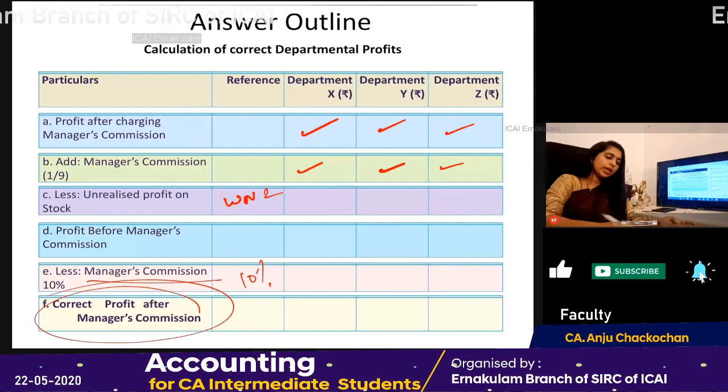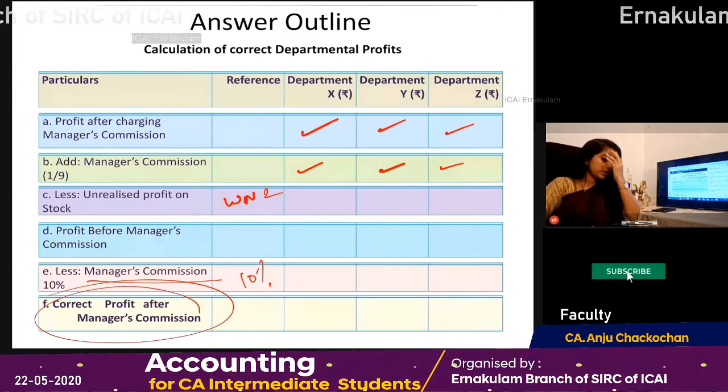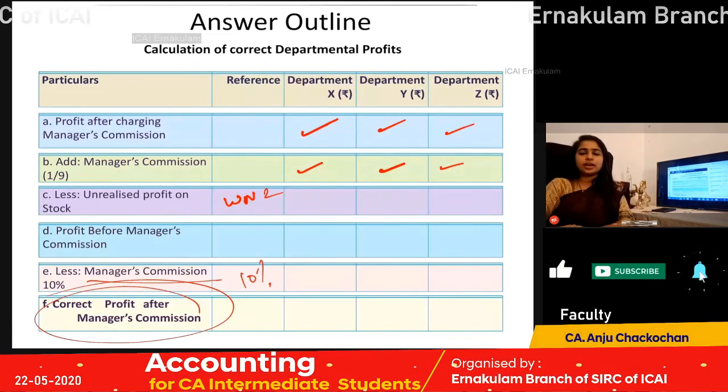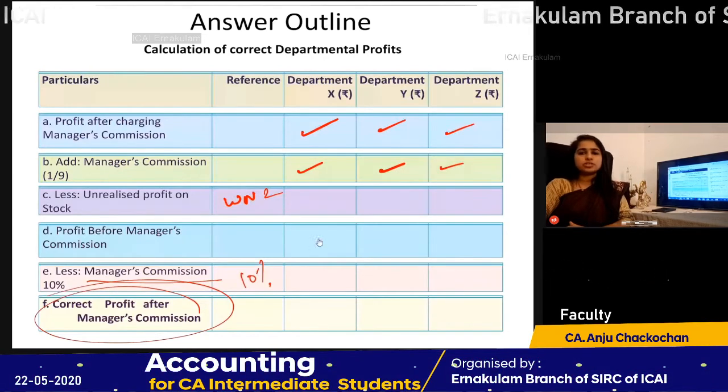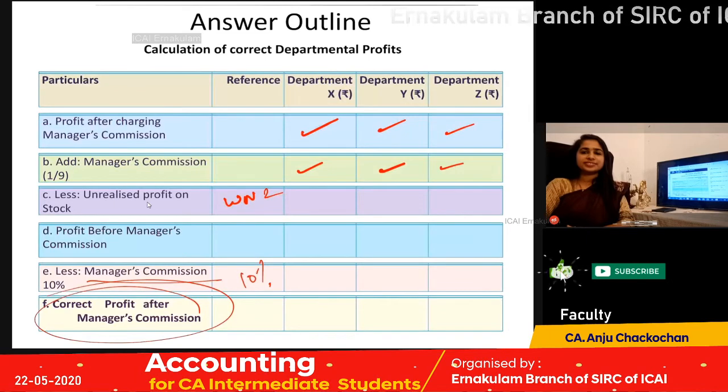So students, please get up and write down the answer outline of it. Make it fast, students. Complete the answer outline, and then drop in a message.